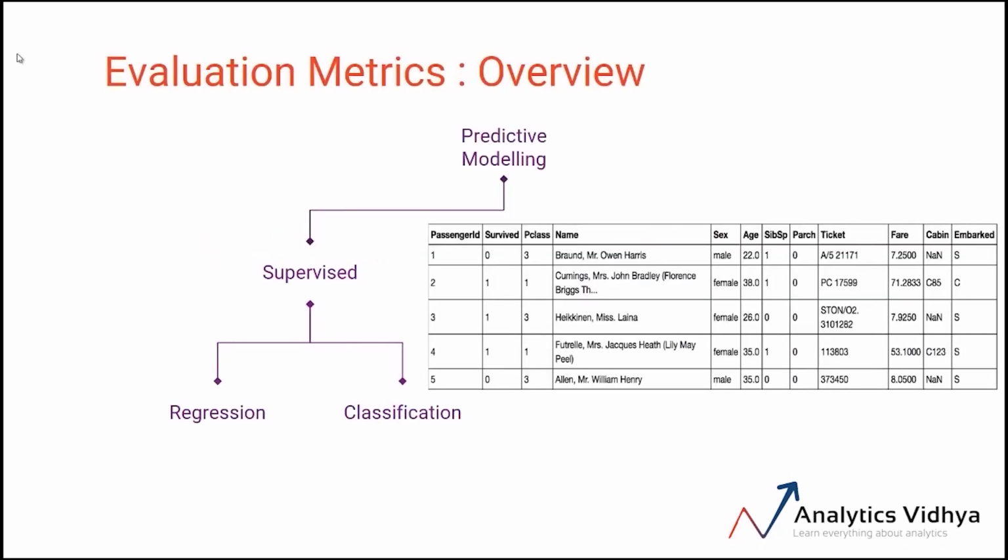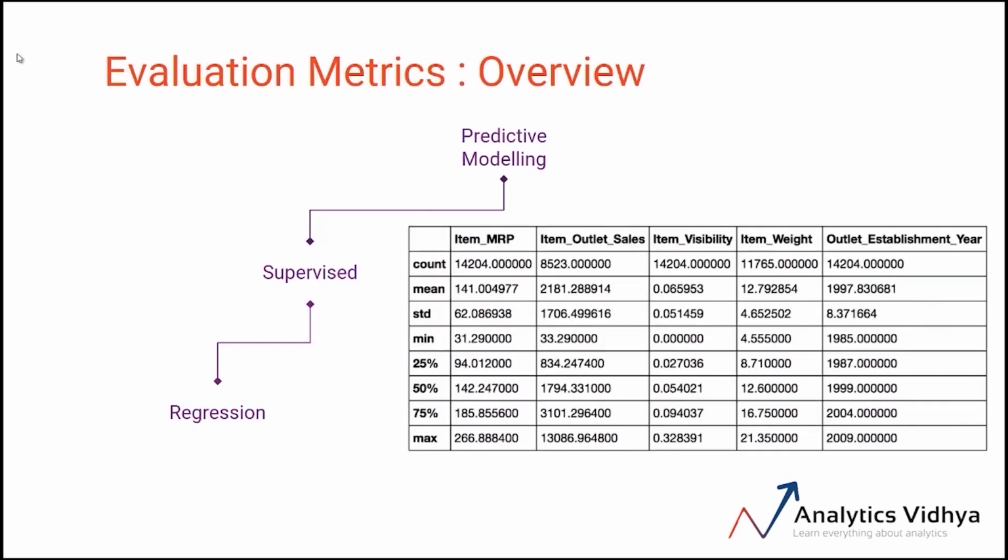Evaluating a classification model where the target variable is discrete, like 0 and 1, is still an intuitive process. But what happens when we need to predict a continuous value? How do we evaluate that model? That's what we'll cover in this video. We'll focus on evaluation metrics for regression problems where the target variable is continuous.